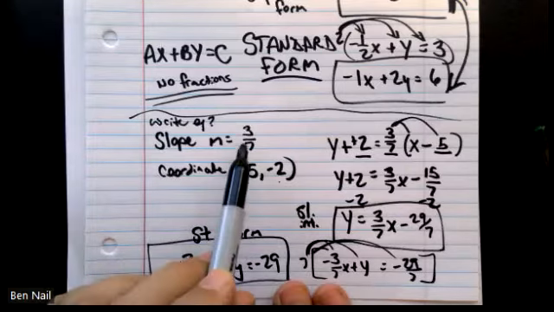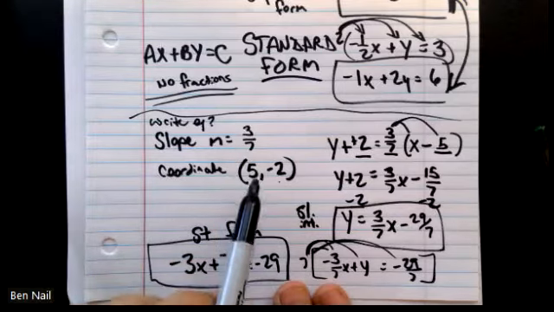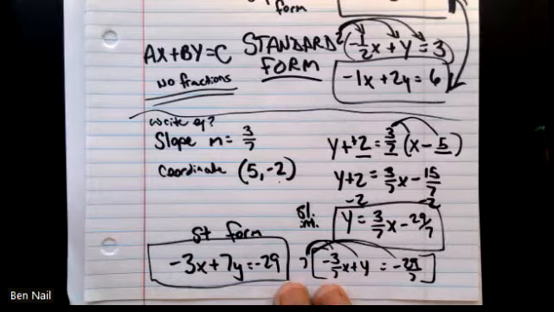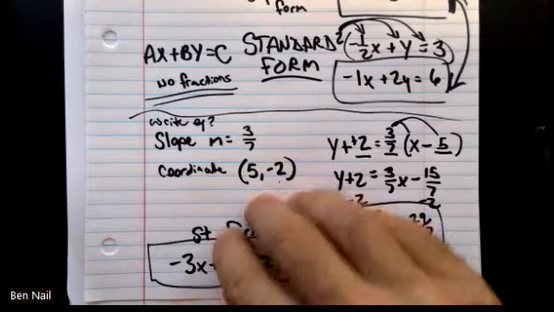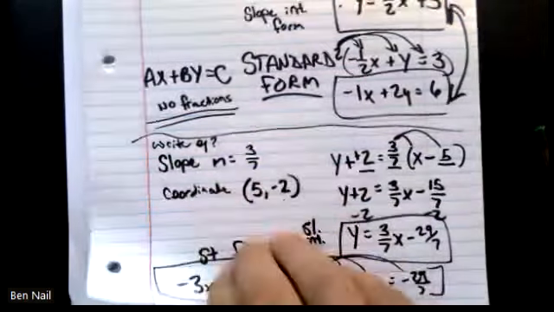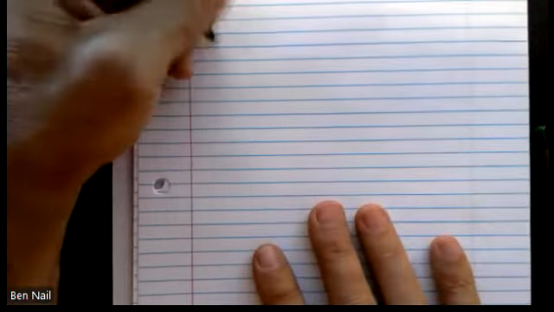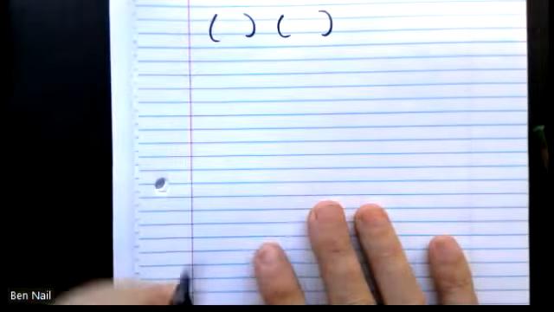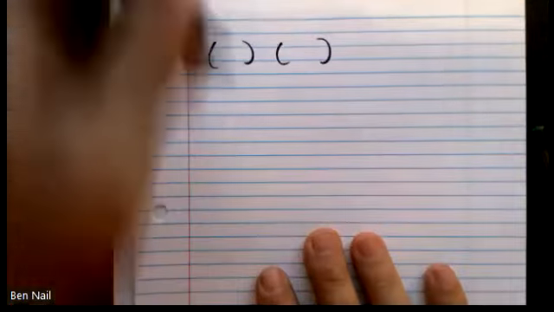Now, those are the easiest problems. Like if they give you the slope and a coordinate, they've given you all the information you need right off the bat. Really straightforward. Okay. Again, they love to be tricky, and they're not going to do that. Sometimes they give you instead 2 coordinates.